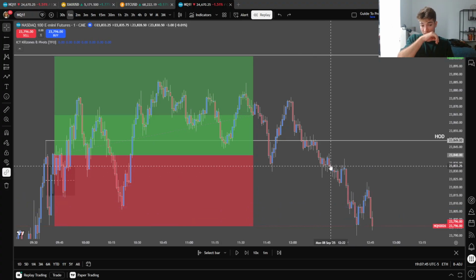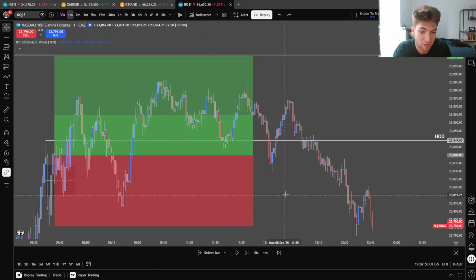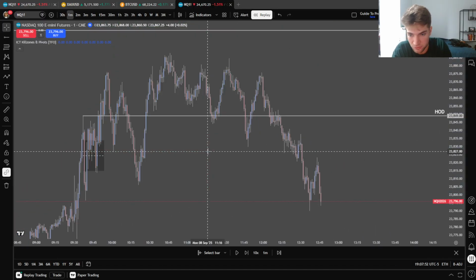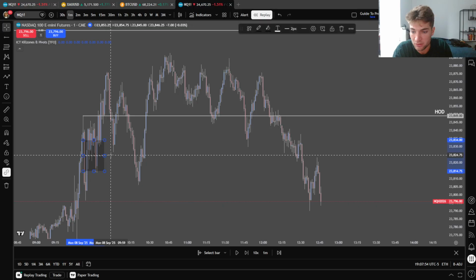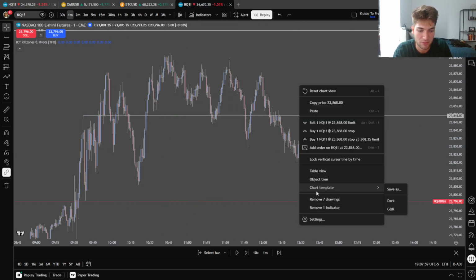And because I trailed properly and I didn't get greedy, I actually saved myself a losing trade. So perfect, just like that. Now let's move on to a different example of how to trail your stops and how to risk manage properly. So I'll remove all the drawings actually.